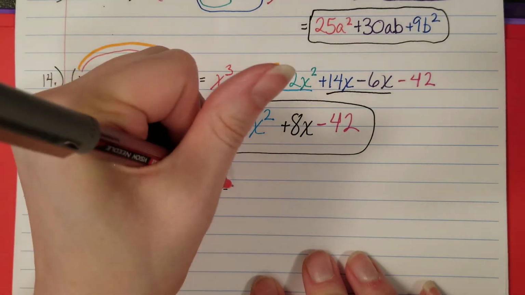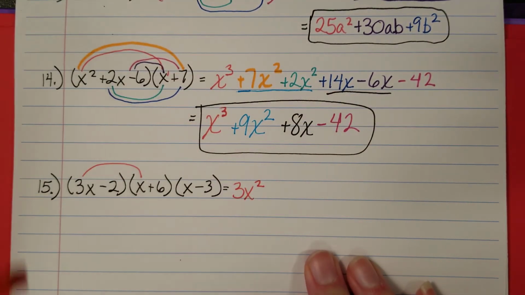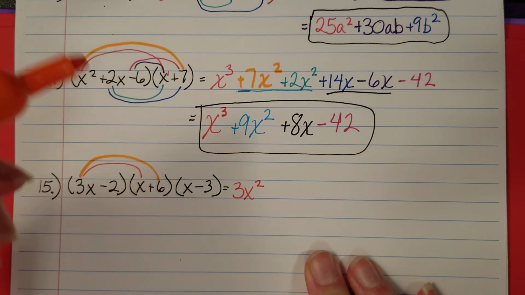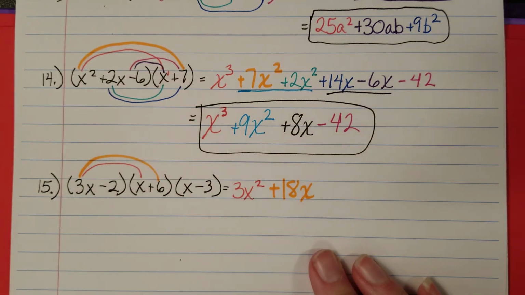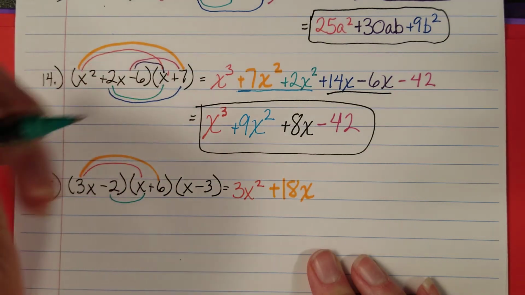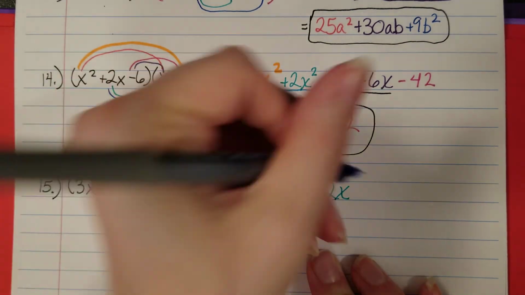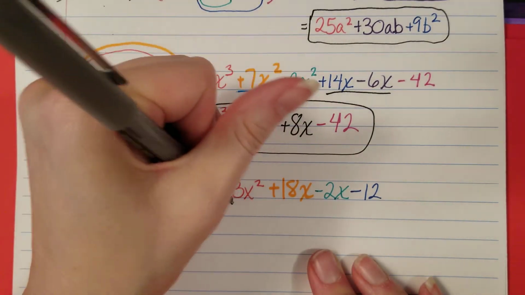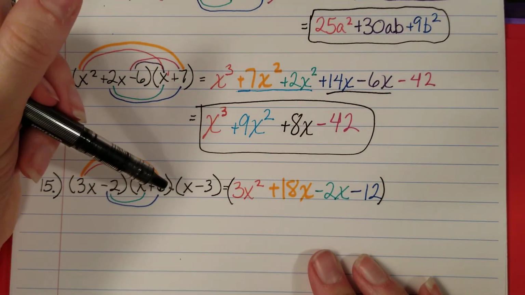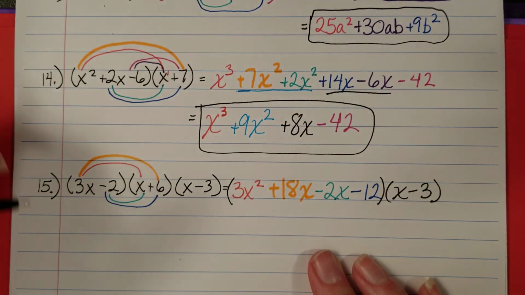So that's going to be 3x squared plus 18x minus 2x minus 12. All right, now I'm going to keep that in parentheses, and all that still eventually has to get multiplied by x minus 3. Okay.